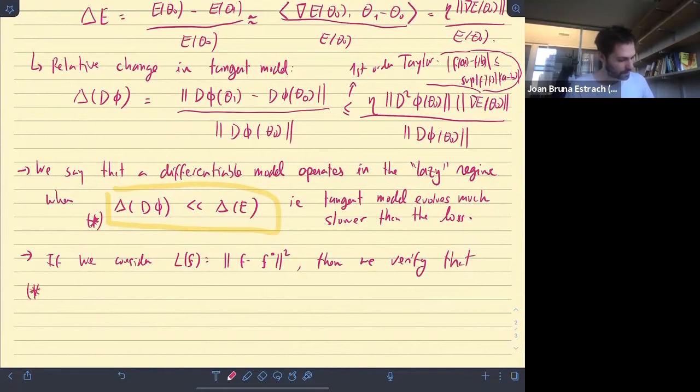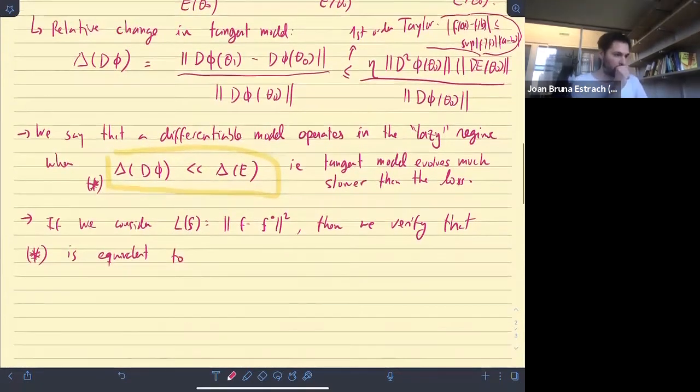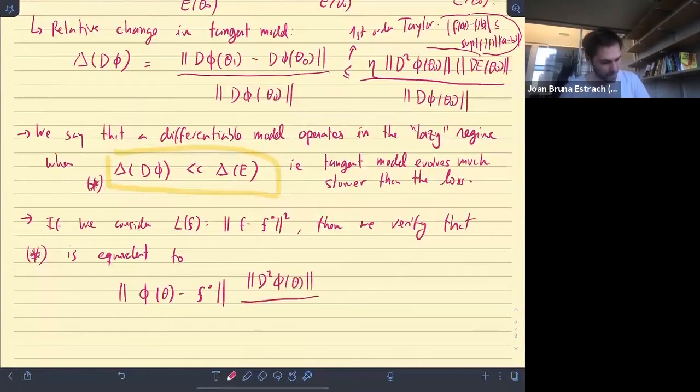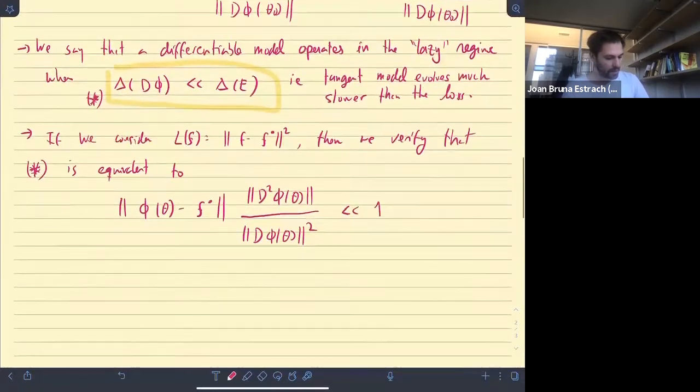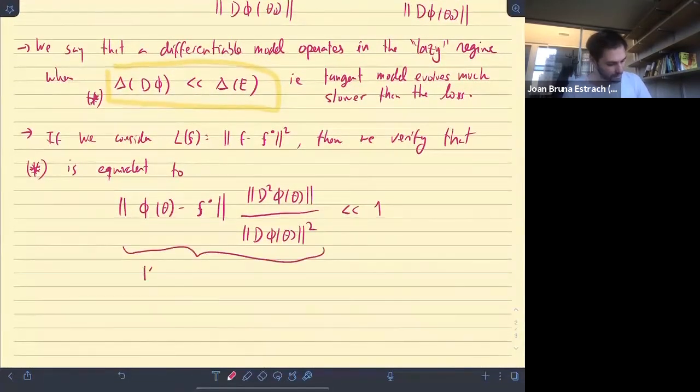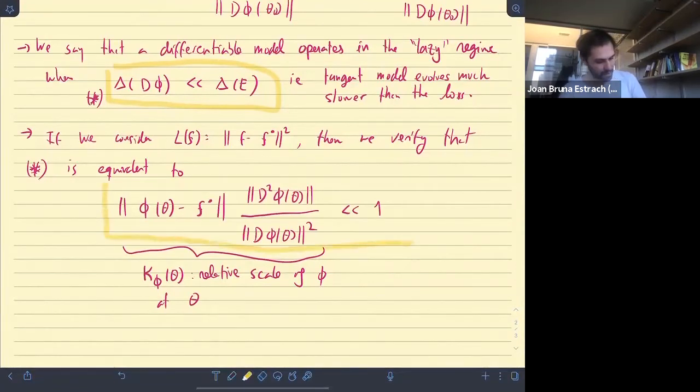that this condition is equivalent to the fact that the model at theta minus the target distance times the ratio between the Hessian and the norm of the Jacobian squared is much smaller than one. Okay, and that's what we call kappa phi at theta. That's the relative scale. And so this is really the condition that we can then understand.